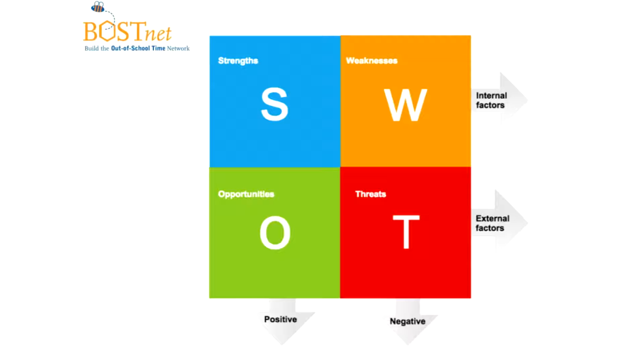When doing a SWOT analysis, you are looking at the internal factors of your strengths and your weaknesses, and also the external factors, which are opportunities and threats. With this picture, you can see the positive aspects: strengths, which are internal positives, and opportunities, external positives. Then weaknesses are internal negatives, and threats are external negatives.